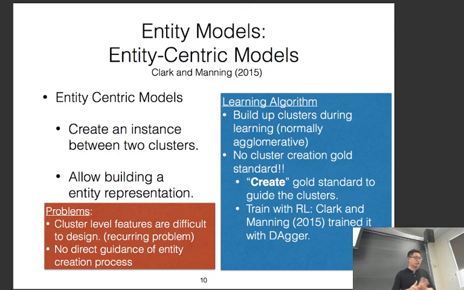So either you can create some gold standard on your own, which we can see some other people do, or you train it with some other methods. In the Clark and Manning paper in the reading list, they actually train it with Stagger, which Graham talked about a little bit before, in order to deal with this training and test problem.